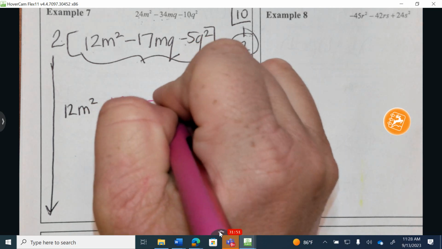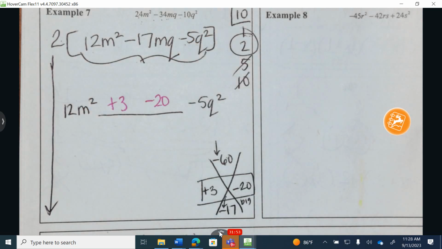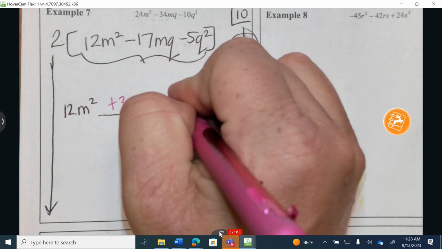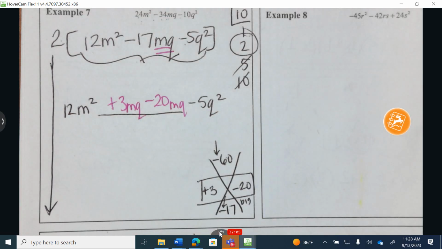Okay, again, I think there's going to be a lot of mistakes right now. So turn to your partner. What do I need to put behind the 3 and the negative 20? And a Q. How do you know it's an M and a Q? You look straight up above, whatever the B is.